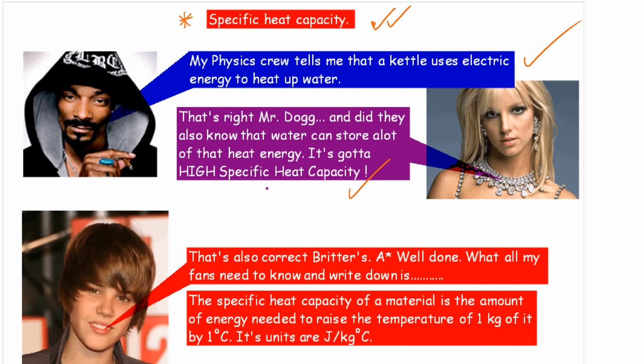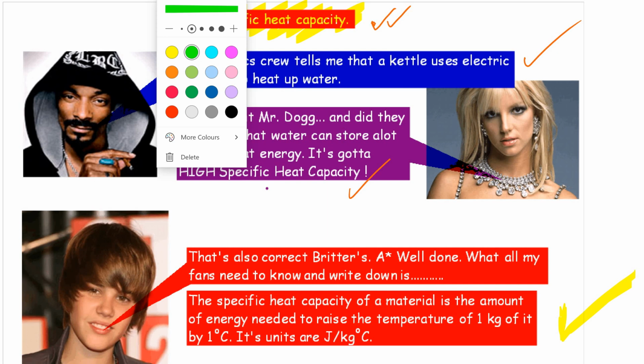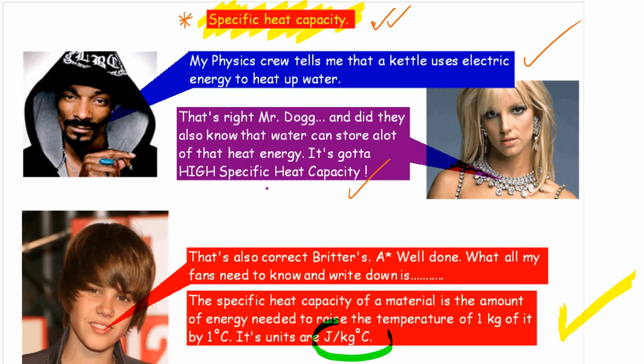What all my fans need to know and write down is the following. So you've written down the title, specific heat capacity. I'd like you to write down this bottom paragraph. That's the only thing else that you need to write down. Now, what does it mean? The specific heat capacity of a material is the amount of energy in joules needed to raise the temperature of 1 kilogram of that material by 1 degree centigrade. Now the units, and you will need to know these units for specific heat capacity, are joules per kilogram degrees C. So remember, the only thing that you need to write down off this page is the title and this lower box here.